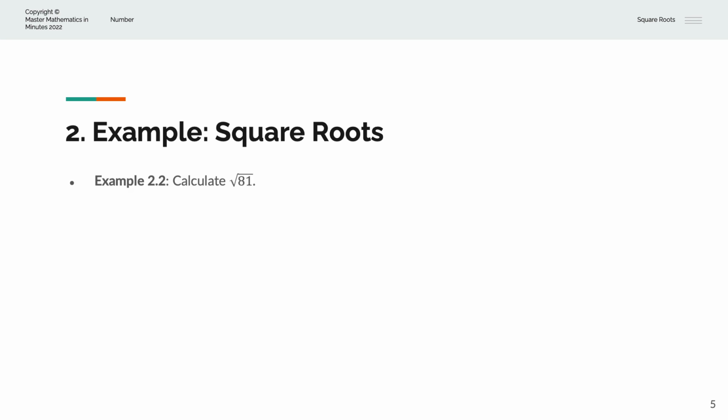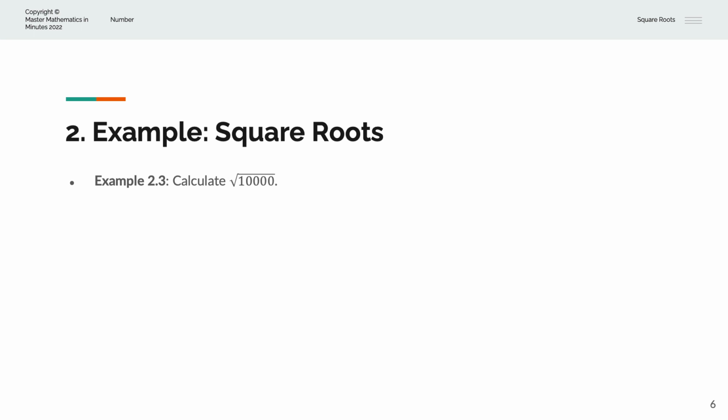In the second example, we're asked to calculate the square root of 81. So we have the square root of 81 is equal to the square root, and we can rewrite 81 as 9 squared, because 9 squared is equal to 81. So the square root and the square cancel out, and we have the number 9.